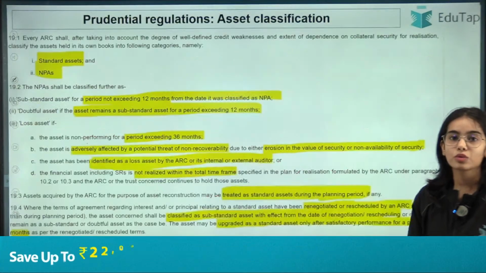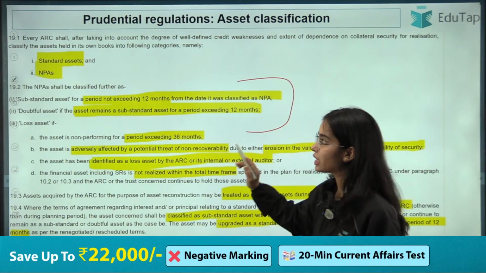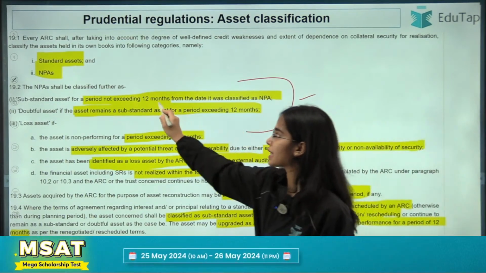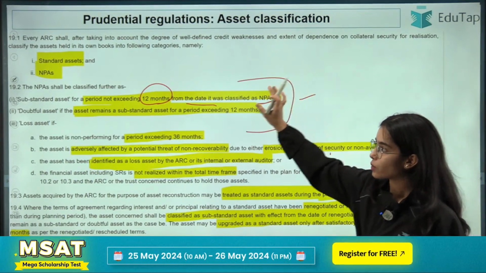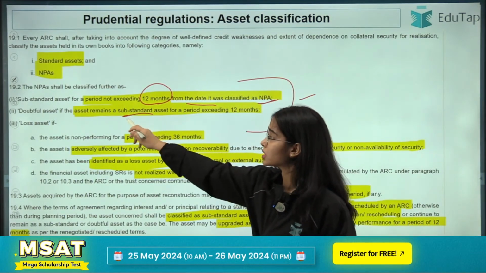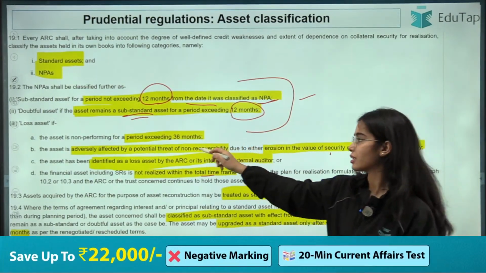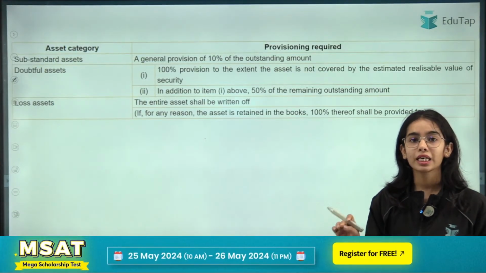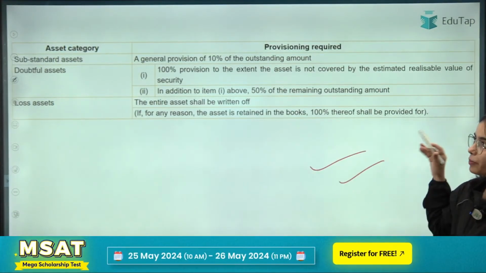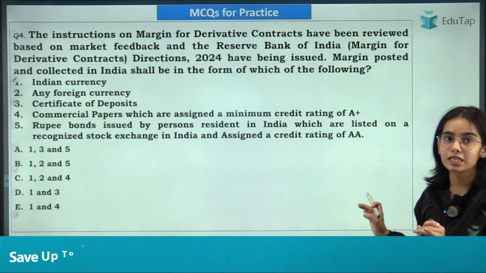Okay, so I hope this is clear, that here the clarification was given: a substandard asset is one for a period not exceeding 12 months from the date it was classified as NPA. Now a doubtful asset is one where the substandard asset is there for a period exceeding 12 months, and a loss asset is one with a period exceeding 36 months for the NPA. Now there are provisions that have to be kept against the substandard asset, doubtful asset and the loss asset. This also we have discussed in our video.